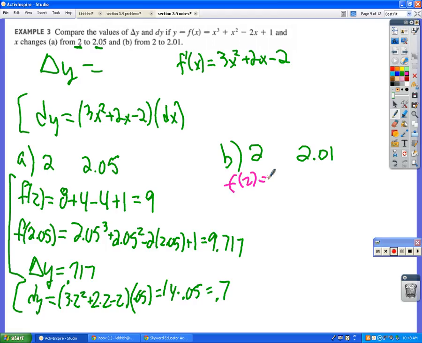So we already know what f of 2 is. That is 9. Now, since I'm out of room, Gabby's going to just type 2.01 in on her calculator and tell me what you get when you put 2.01 into the original equation.